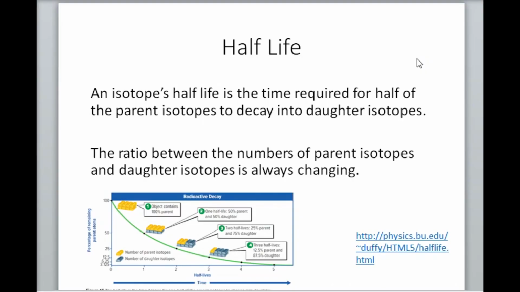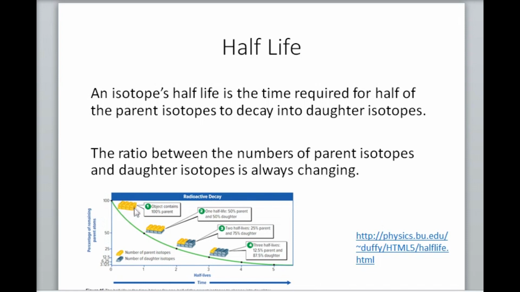So let's have a look at the PowerPoint again. We're starting off with the definition of half-life. An isotope's half-life is the time required for half of the parent isotopes to decay into daughter isotopes. The ratio between the numbers of parent isotopes and daughter isotopes is always changing, and that's what we saw in that graph, and that's what we see over here.